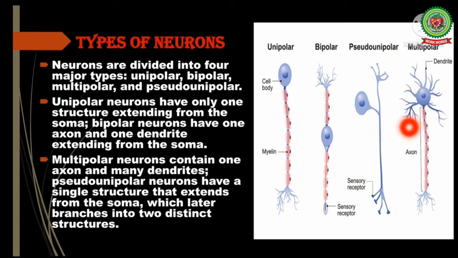As you can see here, this is a multipolar neuron. A number of dendrites are coming out of the soma along with one axon. In case of pseudo-unipolar neurons, they have a single structure that extends from the soma which later branches and appears like it is having two branches, but it is a single branch. That is the reason it is called pseudo-unipolar.